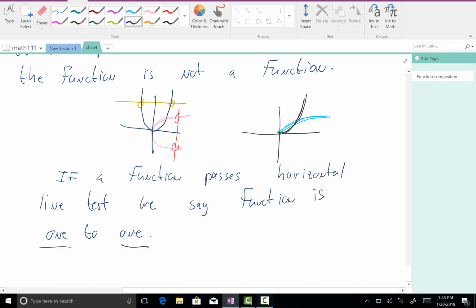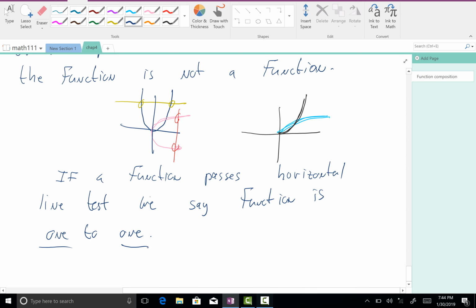And if it asks you, how do I know if a function is 1 to 1? Check out the horizontal line test. If it passes it, you're good to go. I'm just looking at these things here. That's one of the first things they ask you about horizontal line testing.